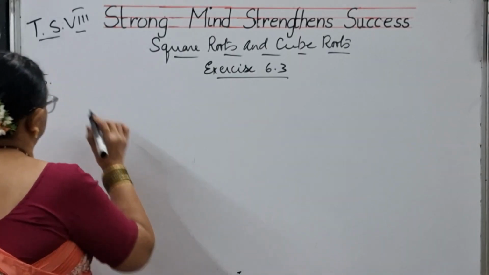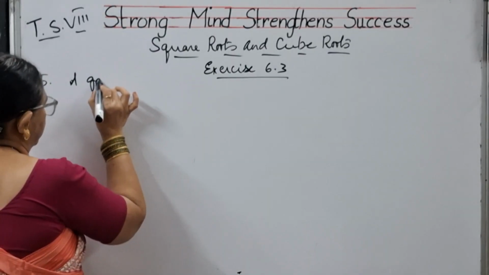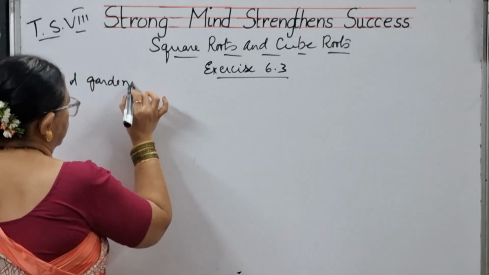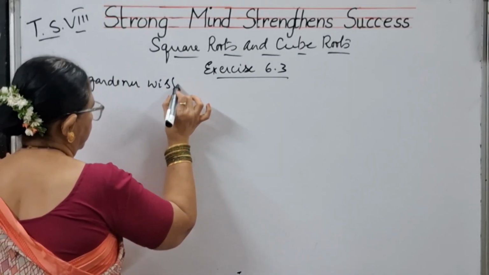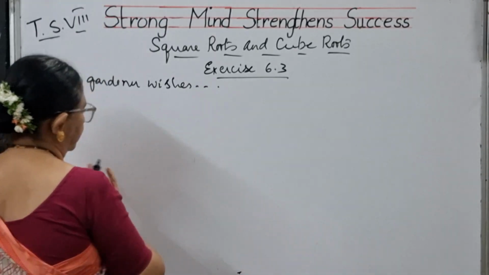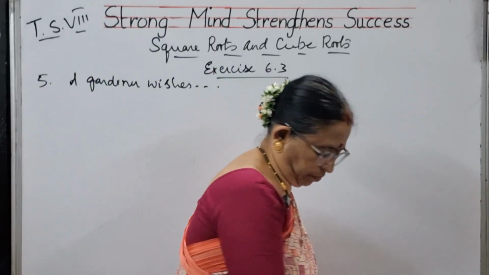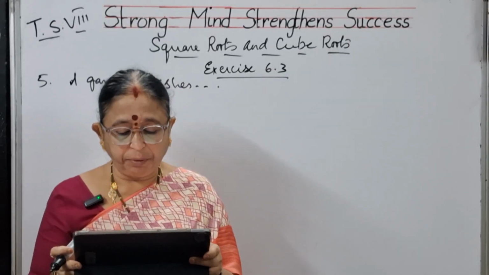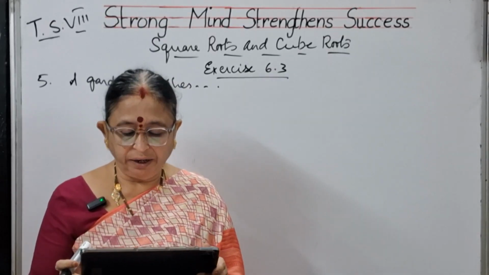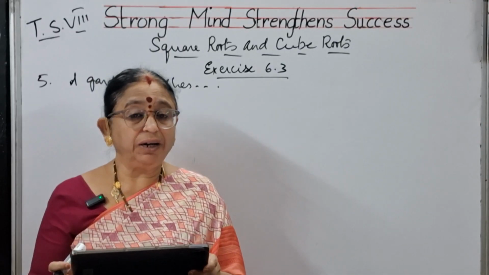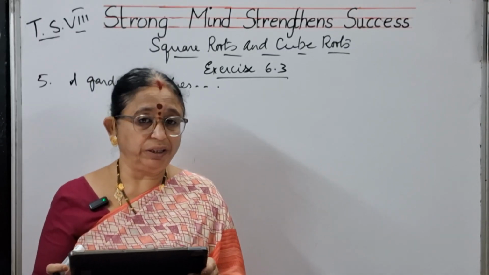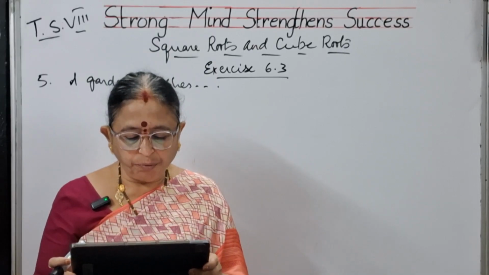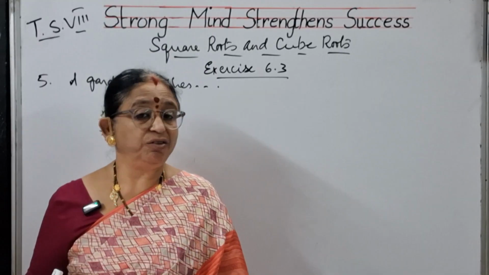So let me read the sum for you. A gardener wishes to plant 8,289 plants in the form of a square and found that there were 8 plants left. So, in the form of a square, when he wanted to do, 8 plants were left. How many plants were planted in each row?